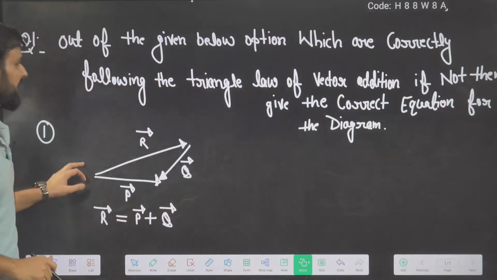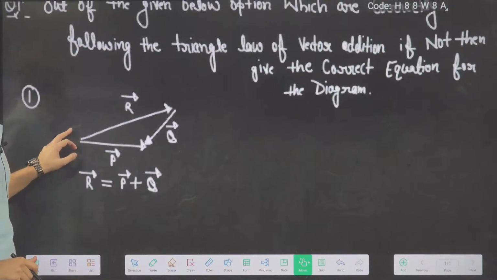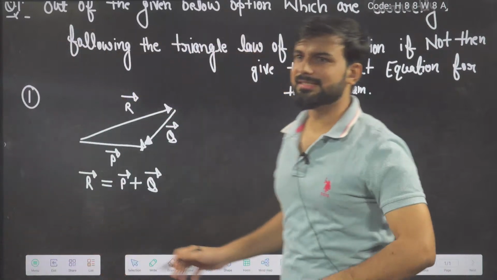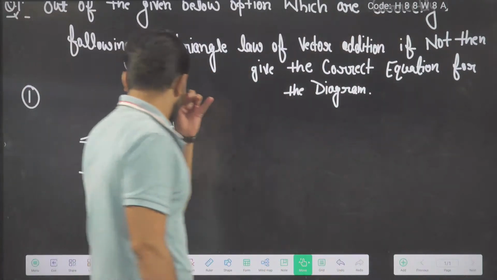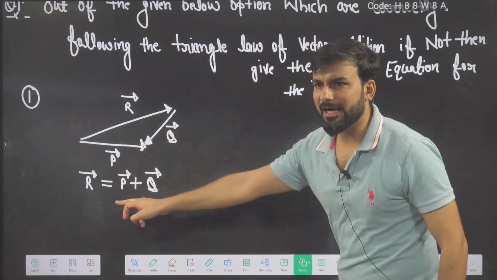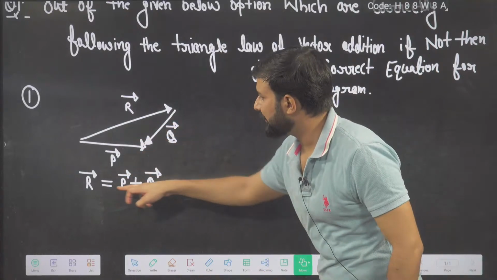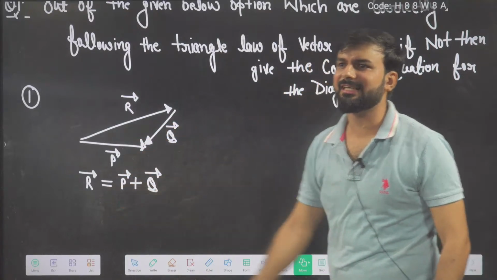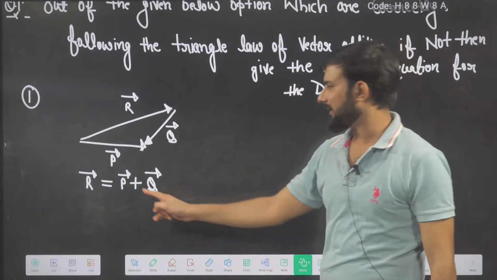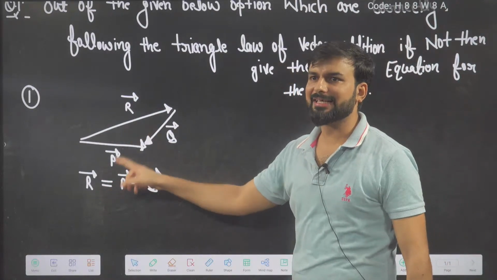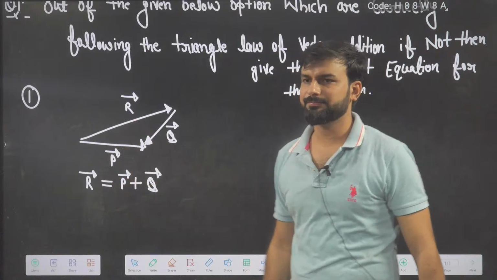Then give the correct equation for the diagram. How many of you are saying this is correct? Correct or incorrect? The diagram is here, and according to the diagram, they have applied the triangle law. Who is the resultant here? According to this equation, who is the resultant vector? R vector. So according to the diagram and equation, matching or not matching?